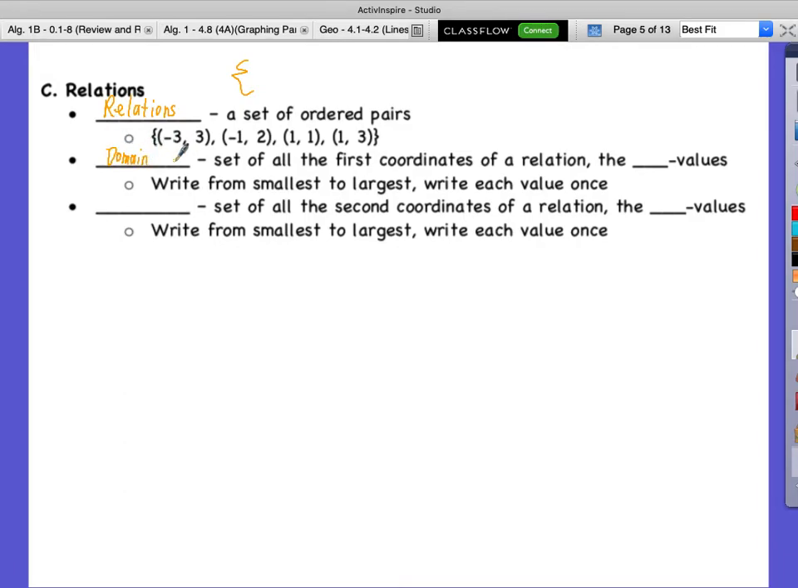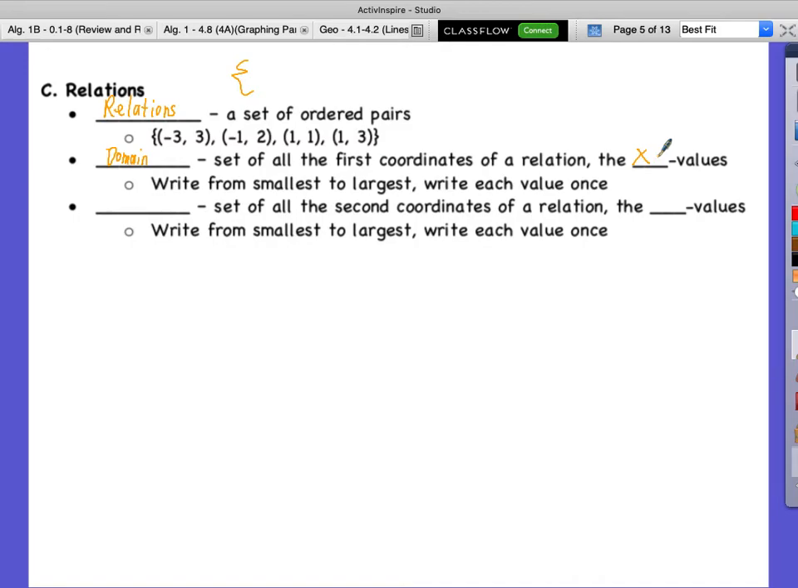Then we have our domain. Domain is the set of all the first coordinates of a relation. So what's the first number in each of these ordered pairs? Is it the x or the y? X. It's the x values, okay? That means this would be the y value. Okay, we do the x values.